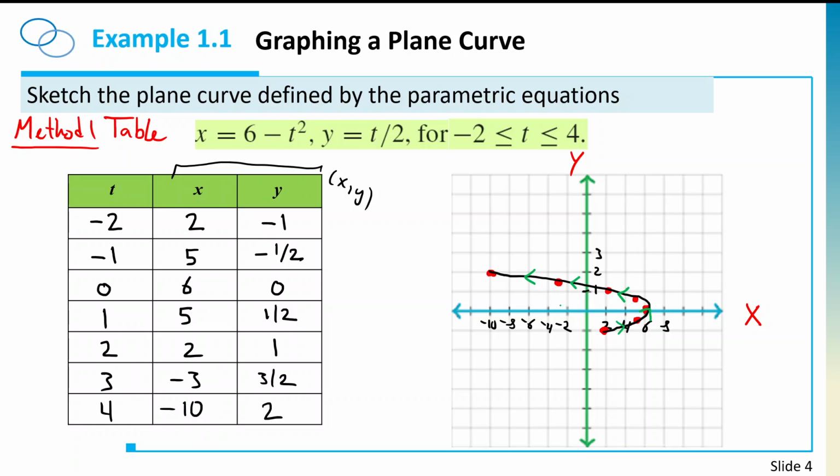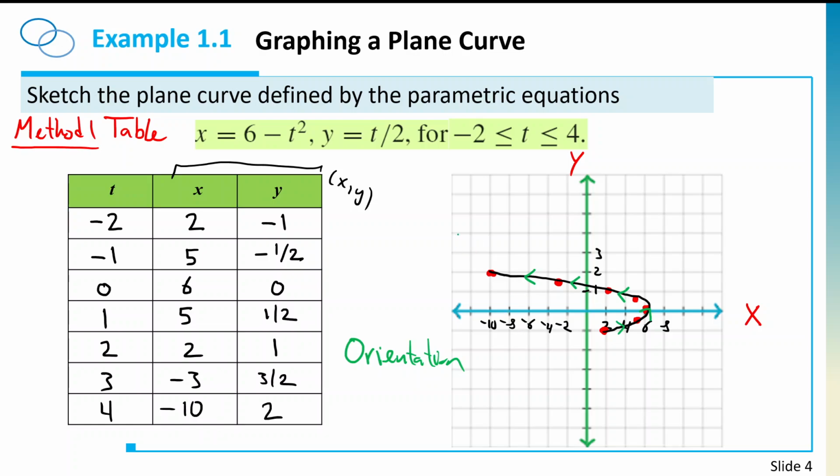And this direction is what we call the orientation for this curve. These green arrows, this is what we call the orientation of the curve. So it shows the direction as t increases, what will happen to the graph, the direction of the movement or the path we're having.